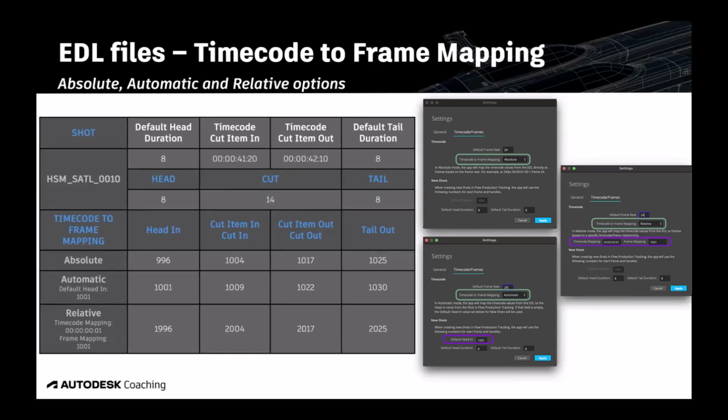Relative: the app will map the timecode values to frames based on a specific timecode to frame relationship. In this case, the timecode mapping is frame 1 and the frame mapping is frame 1001. Note that for all cases, the shot duration, 14 frames, stays consistent regardless of the option selected. The head and tail handles have been set to 8 frames in all scenarios, but you could customize the default head duration and default tail duration in the app settings if you prefer to have different values.